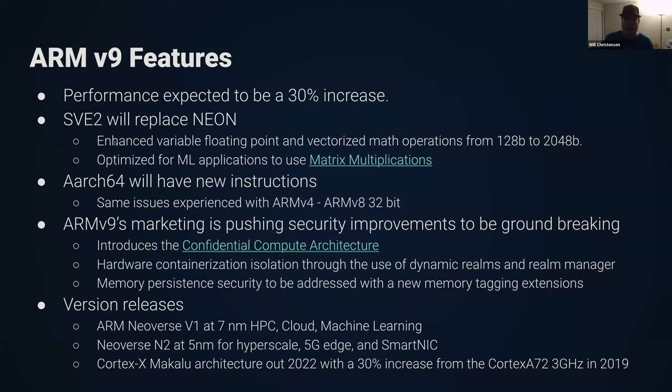Enhanced floating point is what they bring there, and mostly the big part that you need to see is that SVE2 will actually handle matrix multiplications, whereas Neon did not, so you had to break that up. So that should be a significant throughput and parallelization gain for matrix math, which has me personally very excited.